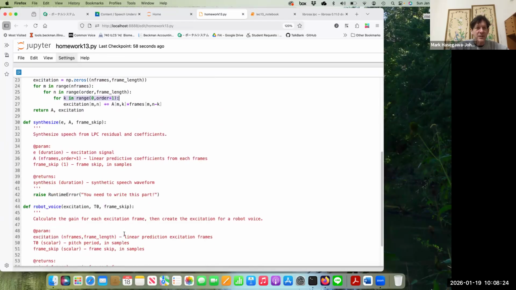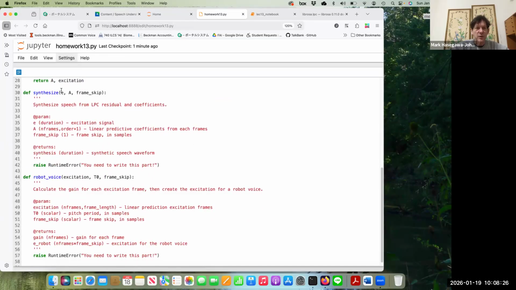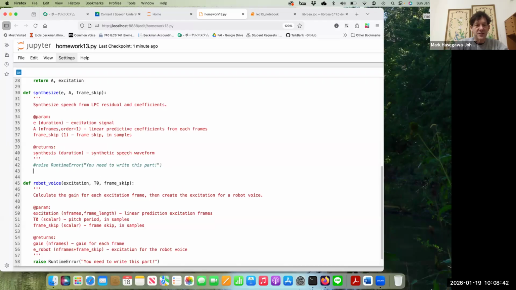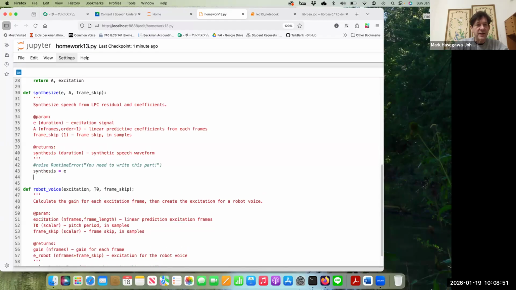All right, the second thing we want to do is to resynthesize speech. We're given an excitation signal, which is just one long vector of length duration. And we're also told the frame skip. And then we're also given the coefficients. A goes from n frames up to order plus 1. So we assume that we have the excitation. So let's actually go synthesis. We'll start out with that equal to the excitation. That will be a nice way to start.